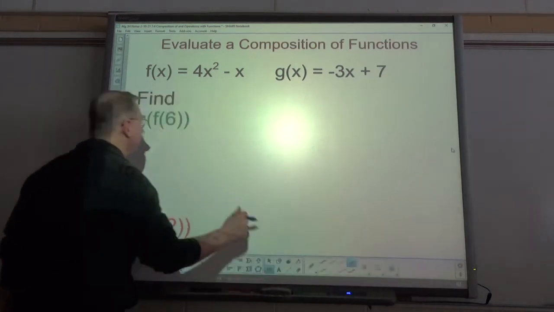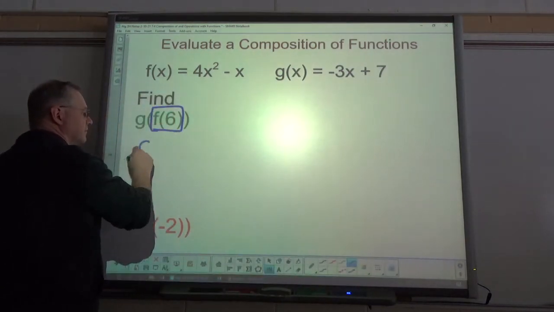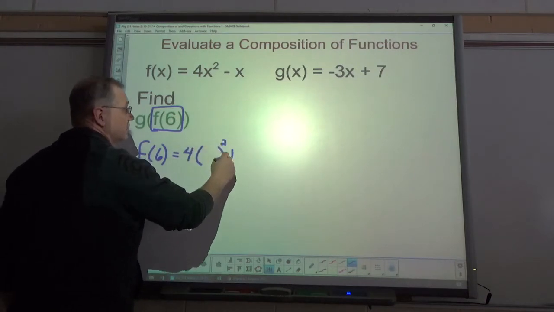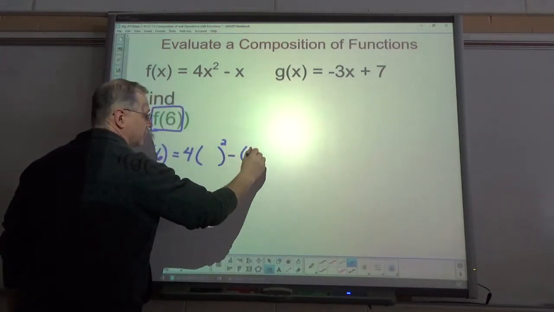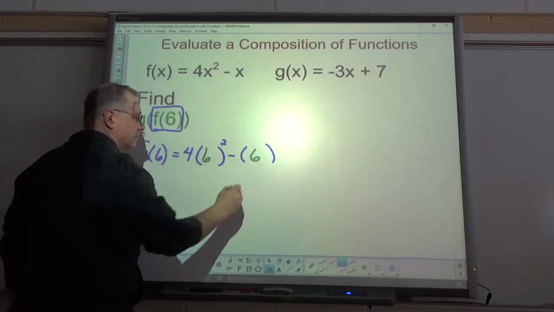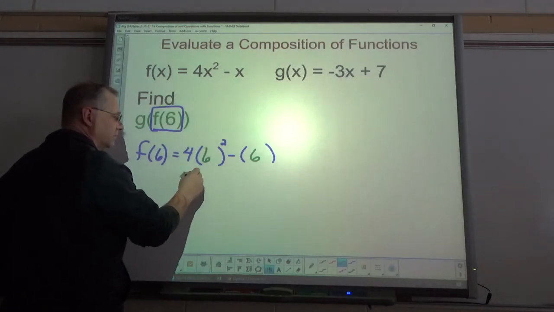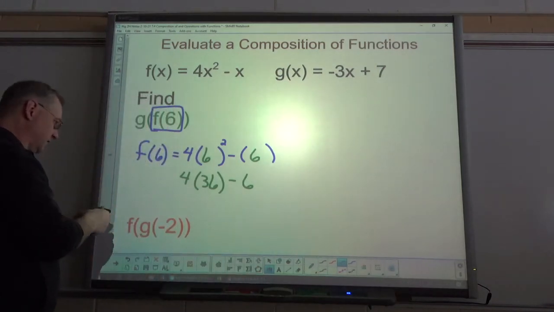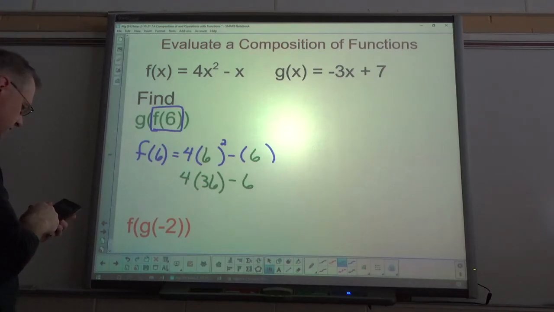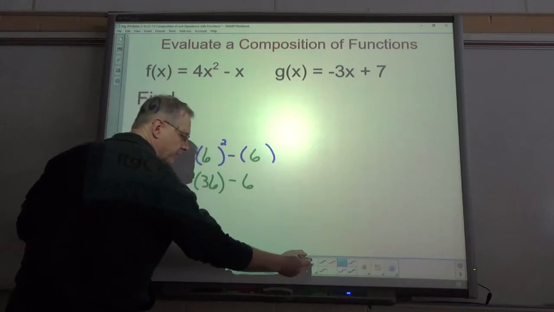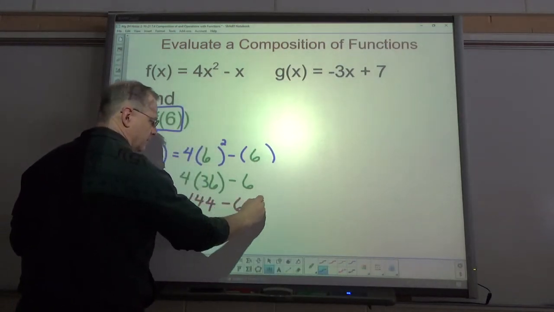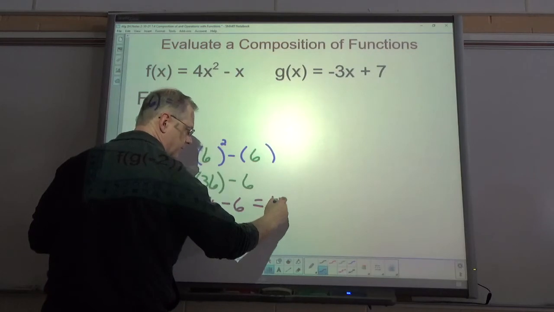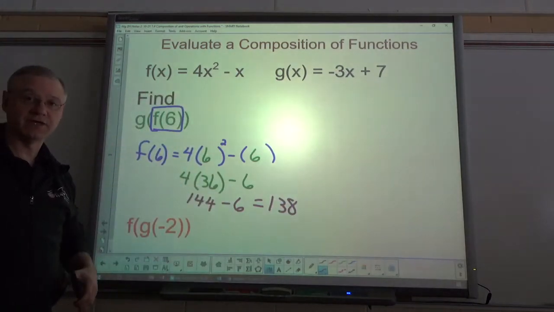First, I'm going to find the value of f of 6. Well, here's f of x. So I'm going to take the 4 x squared minus x, and I'm going to fill it in with 6 and simplify. We know 4 times 36 is 144. And 144 minus 6 is 138. So there's f of 6, 138.